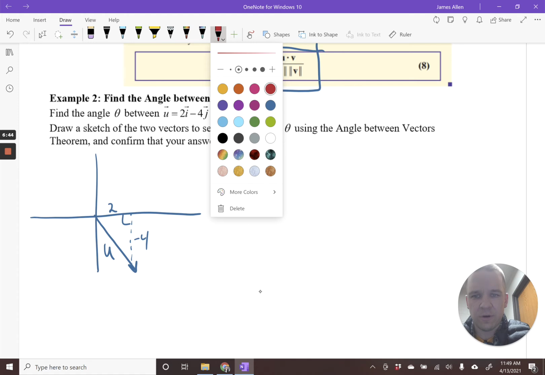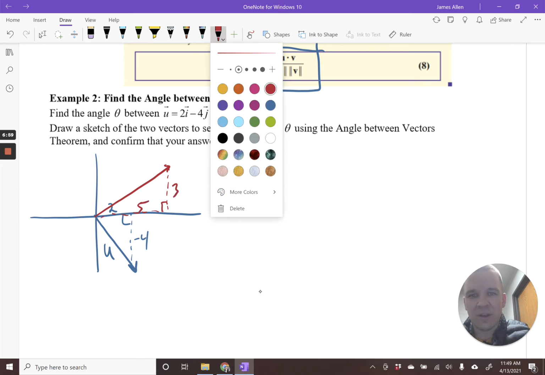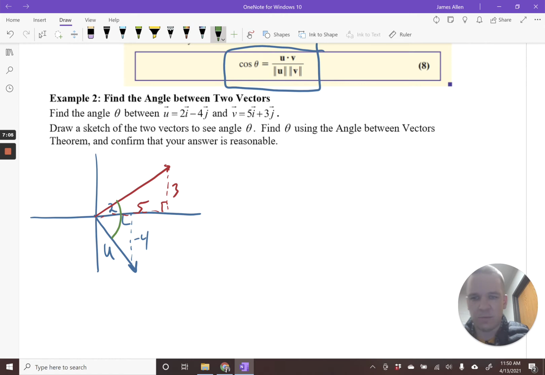And then let's see here. We'll go in a different color. We'll do 5 and then up 3. So we're looking at something like maybe this. So we got 5, 3. So the angle that I'm looking for, I'll go with green. This is the angle that I'm looking for there, the angle between those two vectors. A picture's nice because then you kind of see what kind of angle you should be getting here.